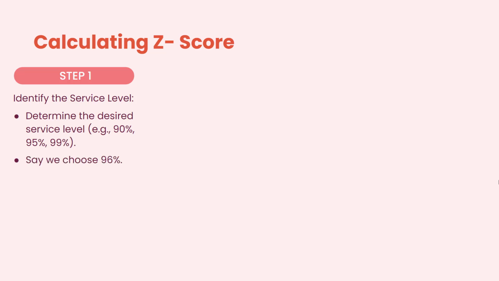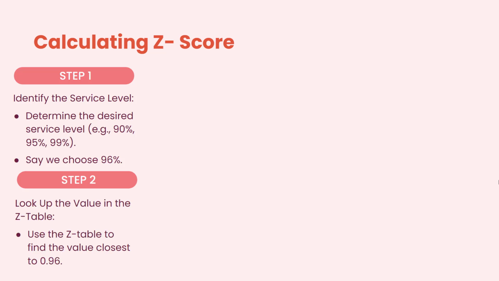Say we choose 96%. Now a question might arise: why can't we choose 100% and make sure that our inventory doesn't go out of stock even once? For keeping service levels at 100%, we have to keep extremely high safety stock, and there are chances that we are left with excess inventory if it doesn't get sold.